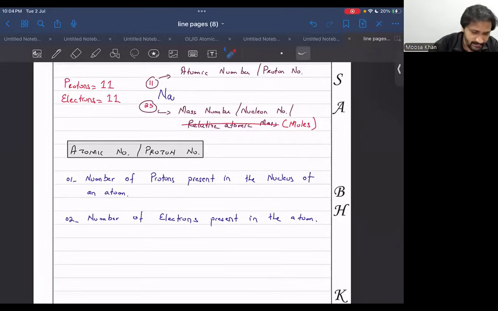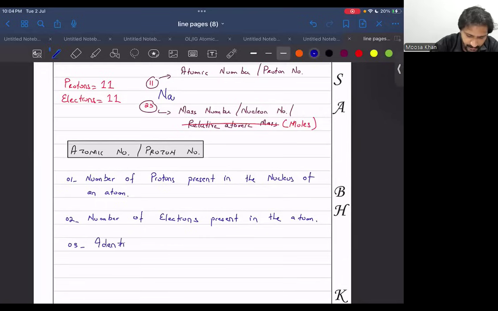Another thing that atomic number tells you, it is basically the identification of an element. ये अभी हम थोड़ा सा आगे चल के समझते हैं इसका क्या मतलब है. For now, just write it down. It is the identification of an element. Right? क्या मतलब identification होती है element की?